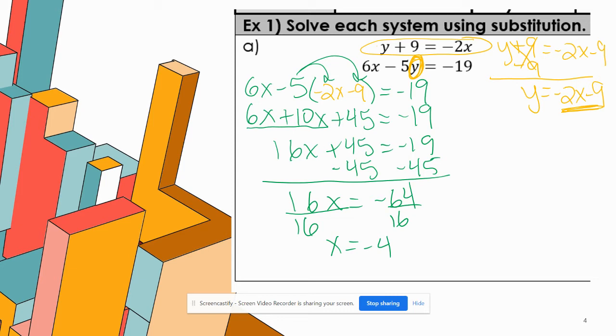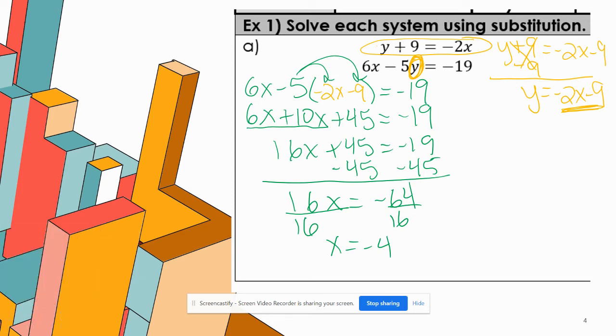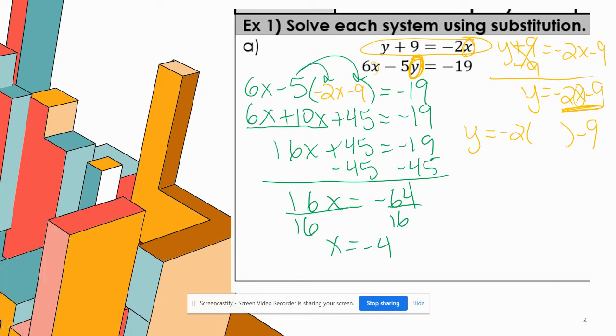Now I want to take that x is negative 4 and plug it in for x. Remember, it doesn't matter if I plug it in for this x or this one. I'm going to pick the last one because y is already alone. And then it's just an order of operations problem. So I'm going to plug in that negative 4.